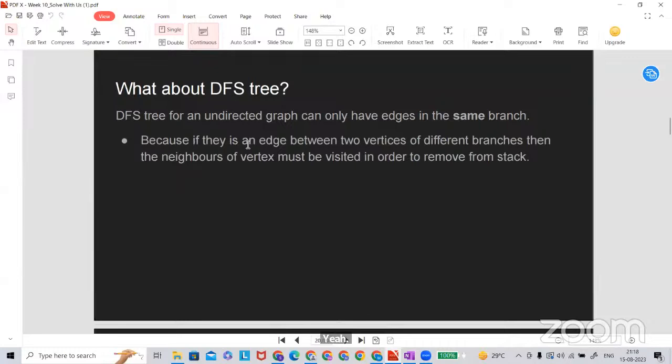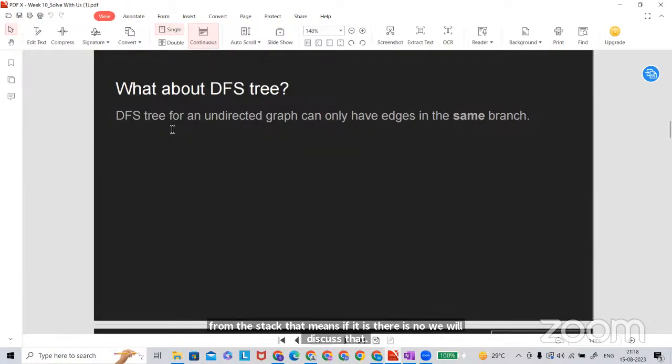Because if there is an edge between two vertices in different branches, then the neighbors of the vertices must be visited in the order of removal from the stack. We'll discuss that. This will be clear when we start discussing DFS. A DFS tree for an undirected graph can only have an edge in the same branch.